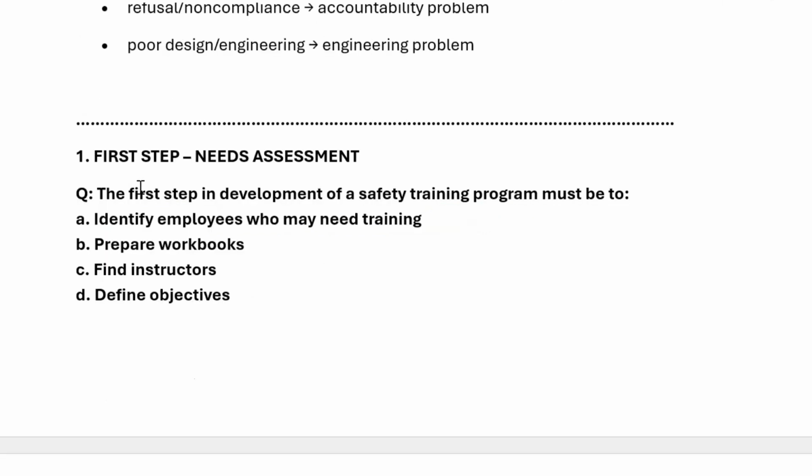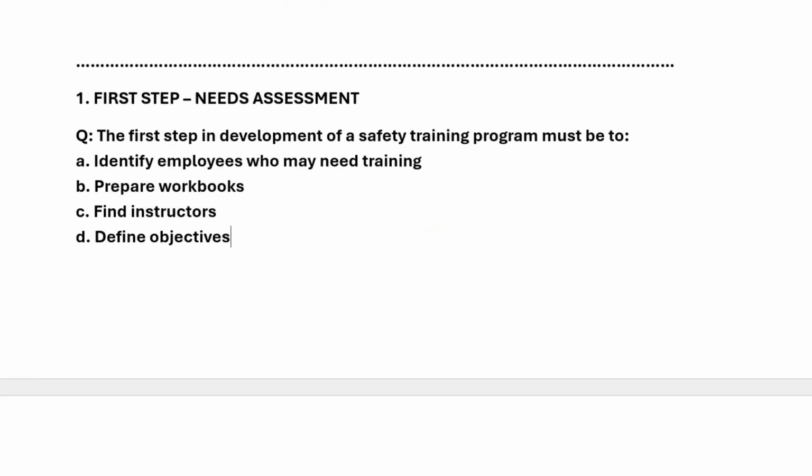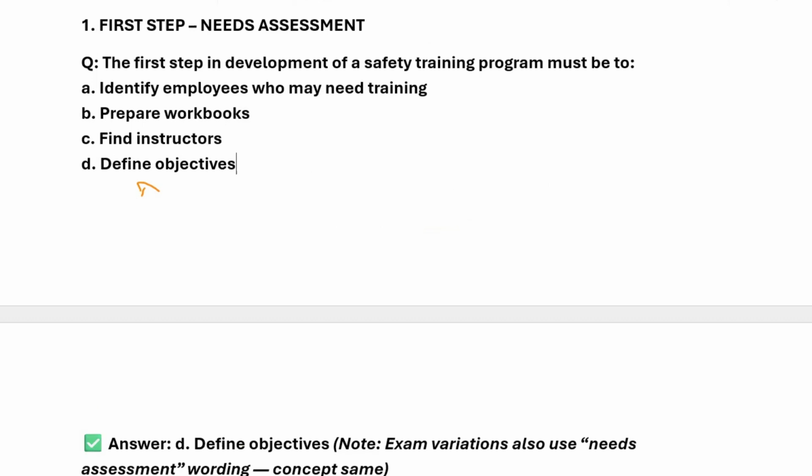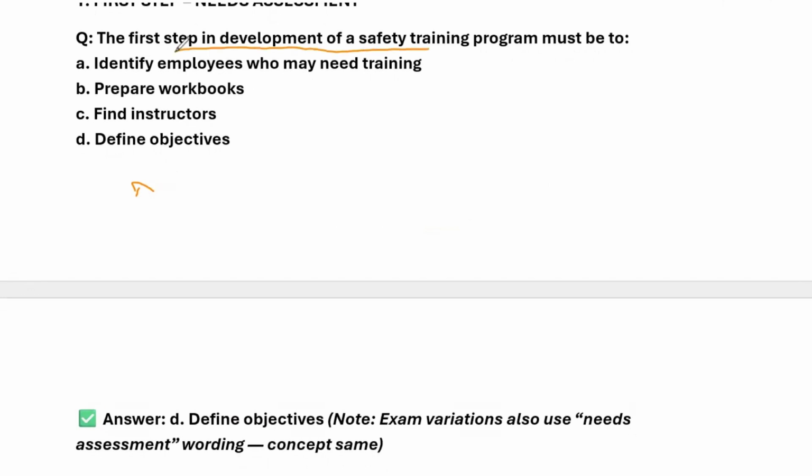See, the first step in development of a safe training program, you must be able to understand what the first step in developing the safety program is. Identify employees who may need training. Prepare workbook. Field instruction. Define objectives. What is the first step? Identify employees who may need the training? No. The answer is define objective. The first step in developing a safe training program must be... so while developing a safe training program, you must understand.